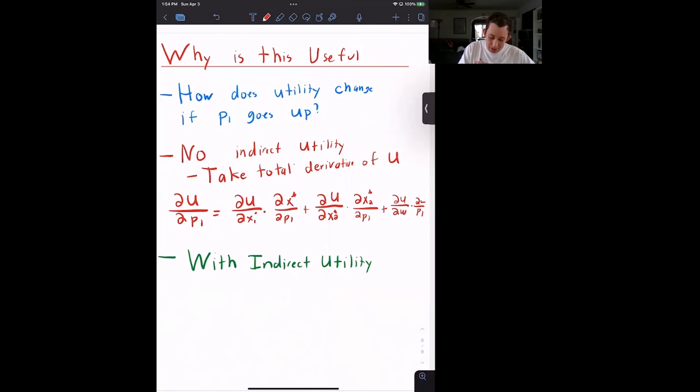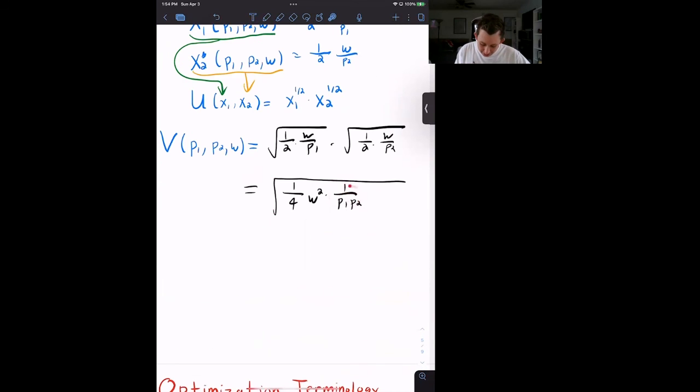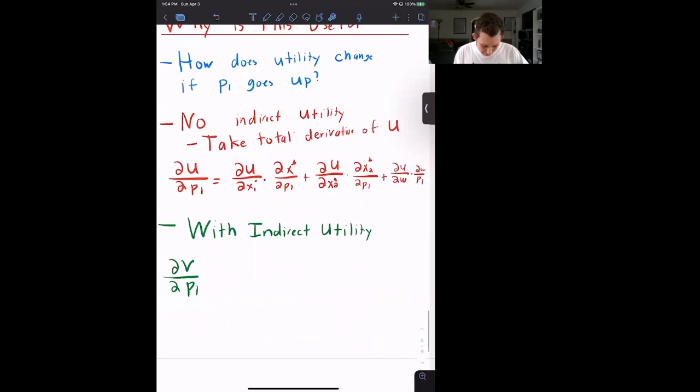But if you do have the indirect utility function, you can just say, okay, dV/dP1. And we have P1 directly in this indirect utility function. So it's just a simple derivative and you're done, which makes it much easier than doing this total derivative mess.